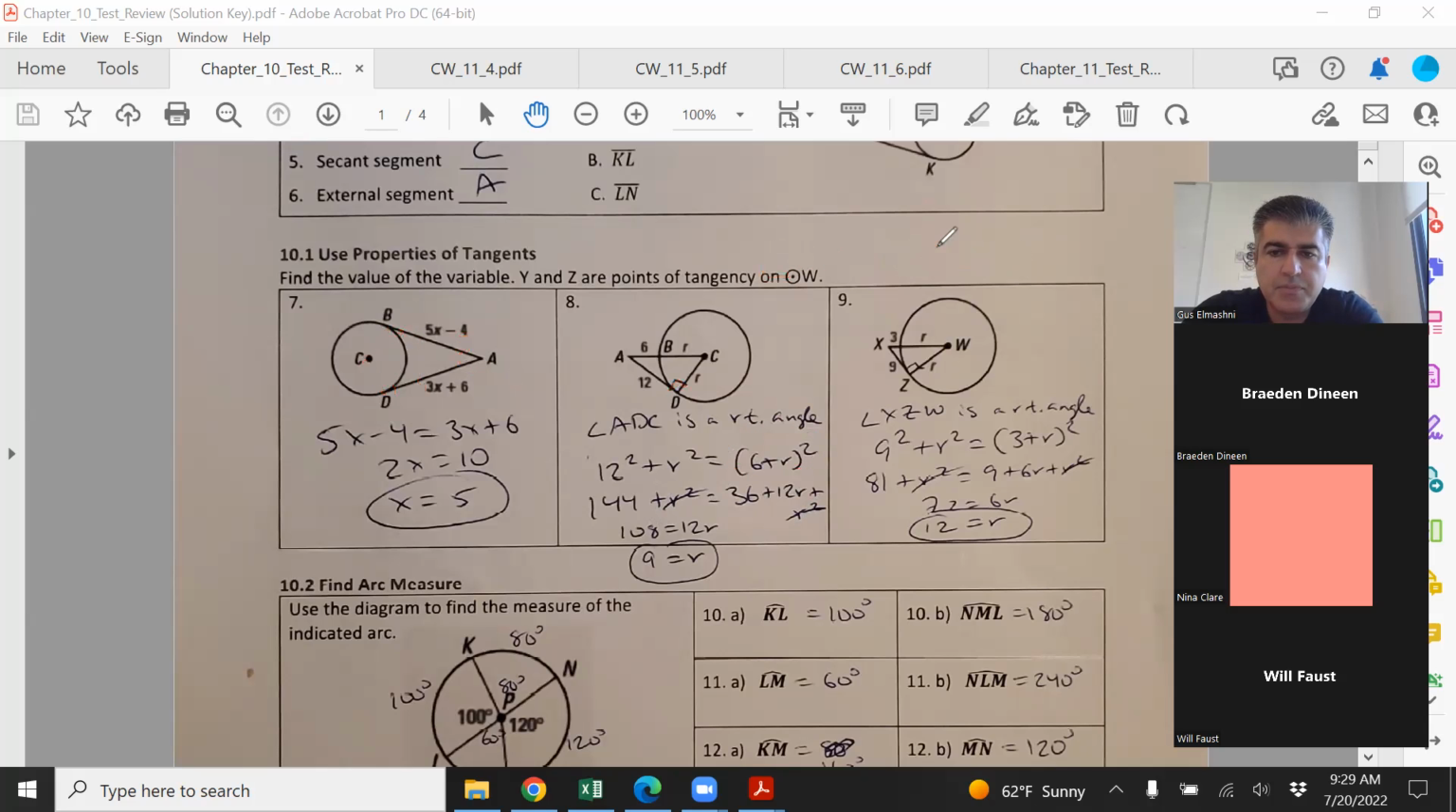And 9, again, Pythagorean theorem again, you have 9 squared plus r squared equals 3 plus r squared. Work it out, you got r. Not that hard.